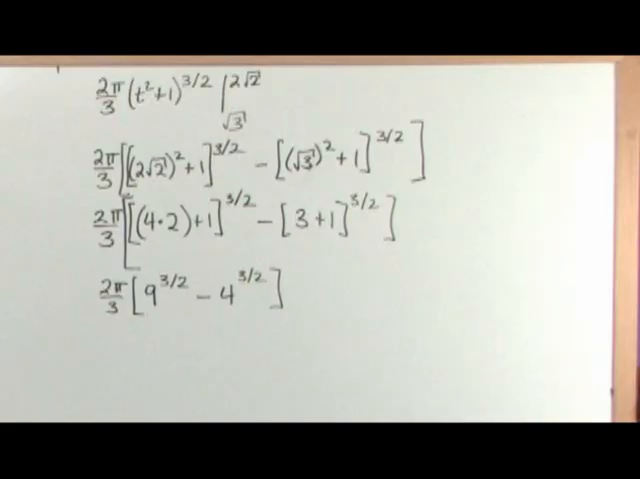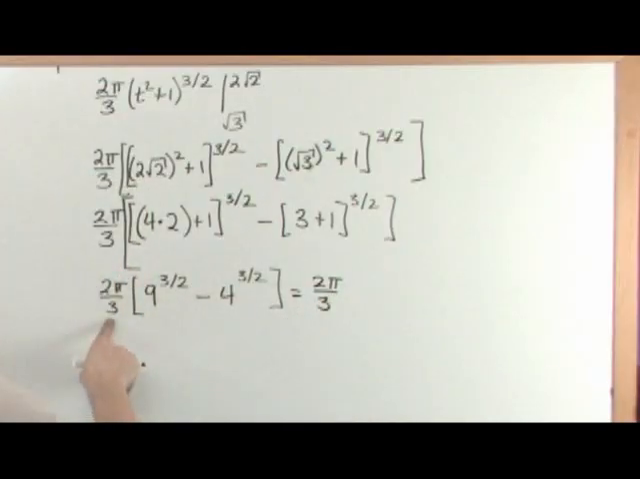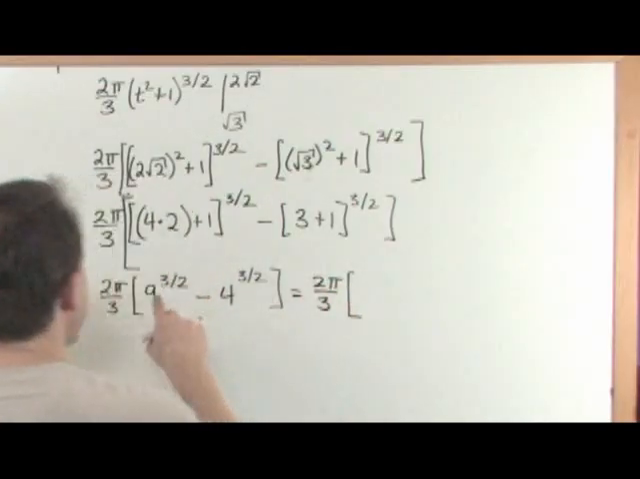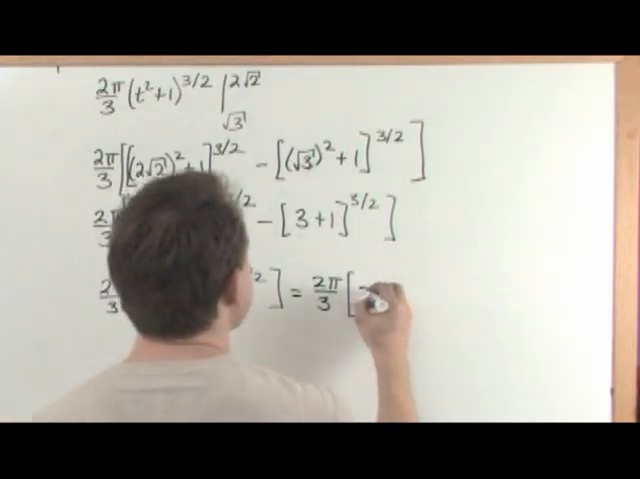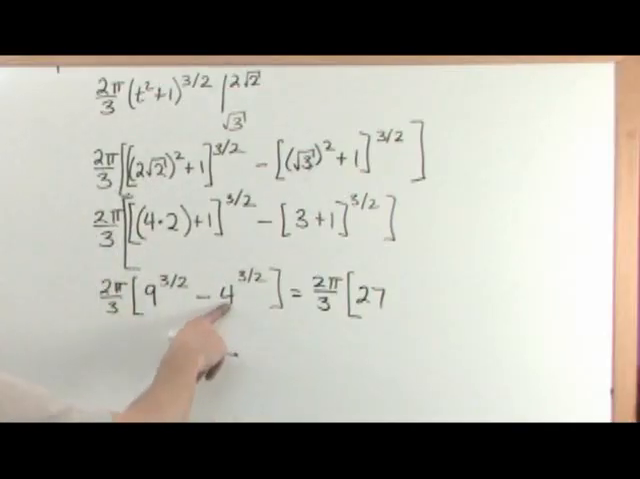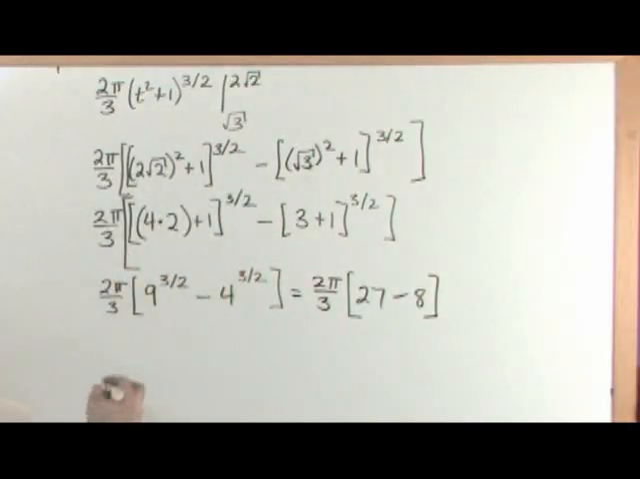Okay? Like that. So what's this going to be equal to? It's going to be 2 pi over 3, okay, times, what is 9 to the 3 halves? Well, it's 9 cubed, and you take the square root of it. Or you could say 9, take the square root of it, and then cube it. Well, the square root of 9 is 3, and 3 cubed is 27. So this is 27 here. And working on this one, square root of 4 is 2, but 2 cubed is 8. Okay? So I'm going to have 27 minus 8.